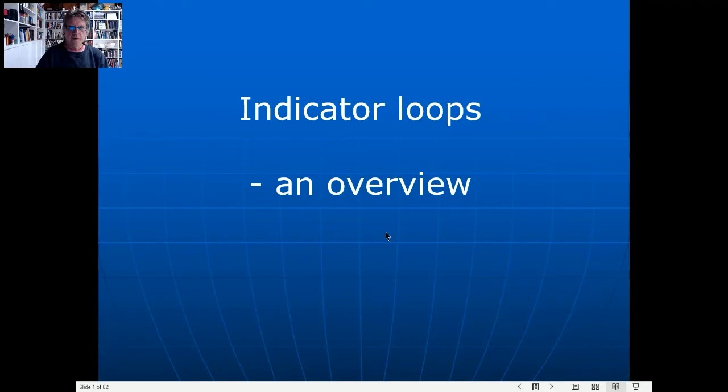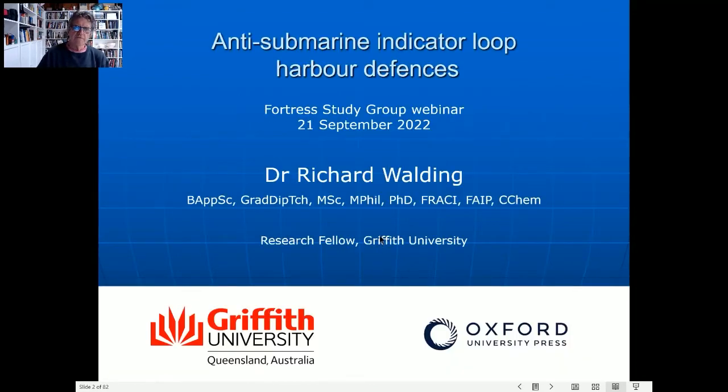Now, I did this talk for the Fortress Study Group, you can see on the screen. They're a UK-based group, but they have members all over the world, and I did a webinar just to describe basically an introduction to indicator loops. Okay, look, the first question of course is, what are indicator loops?